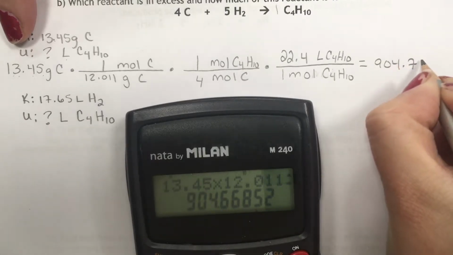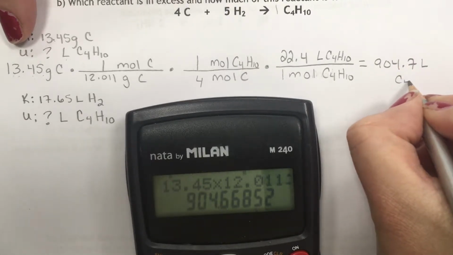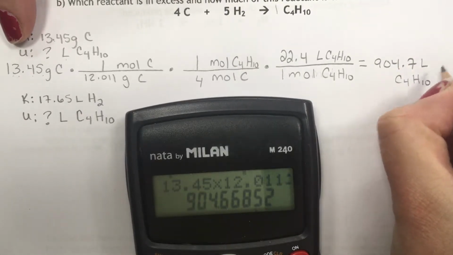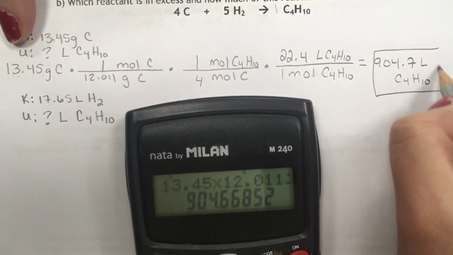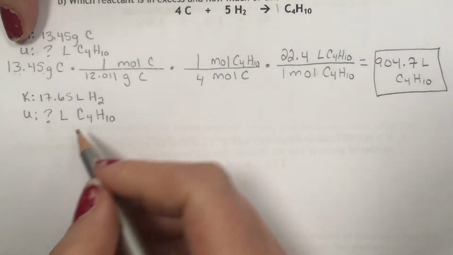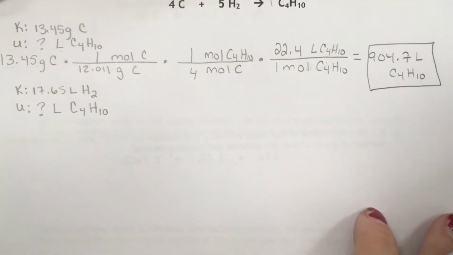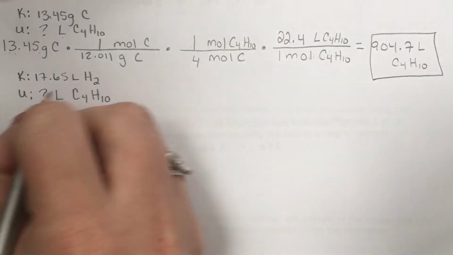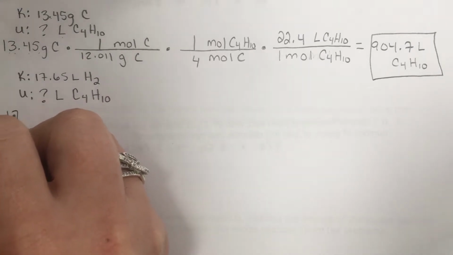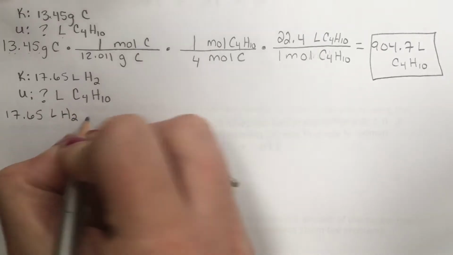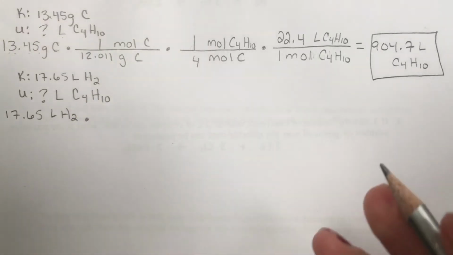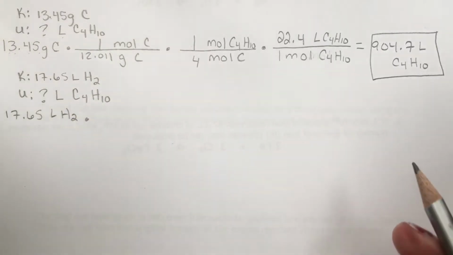904.7 liters of butane, C4H10. Okay, that's 1. We need to do the other so that we can compare and find out which one's lower. So our known is 17.65 liters of hydrogen. Okay, and the steps we can just kind of go ahead and do this. So all we're doing is filling things in.